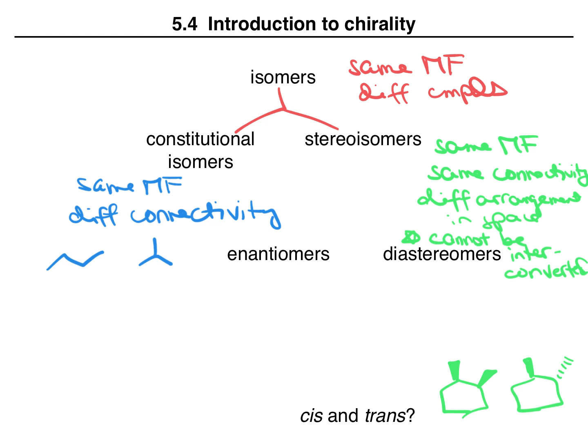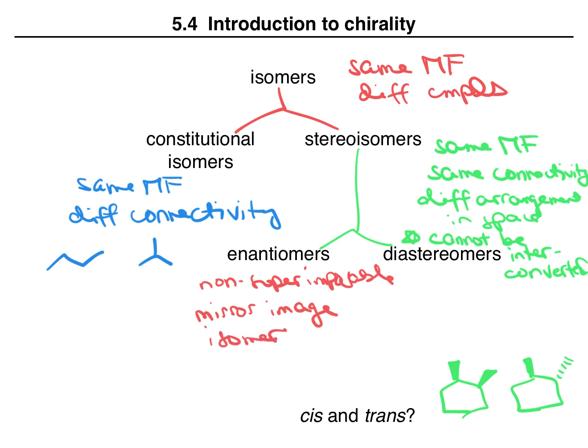But we need to divide stereoisomers further into enantiomers or diastereomers. So enantiomers are non-superimposable mirror image isomers. In other words, they are stereoisomers that are mirror images of each other. Stereoisomers, so same molecular formula, same connectivity, different arrangement in space, and mirror images.